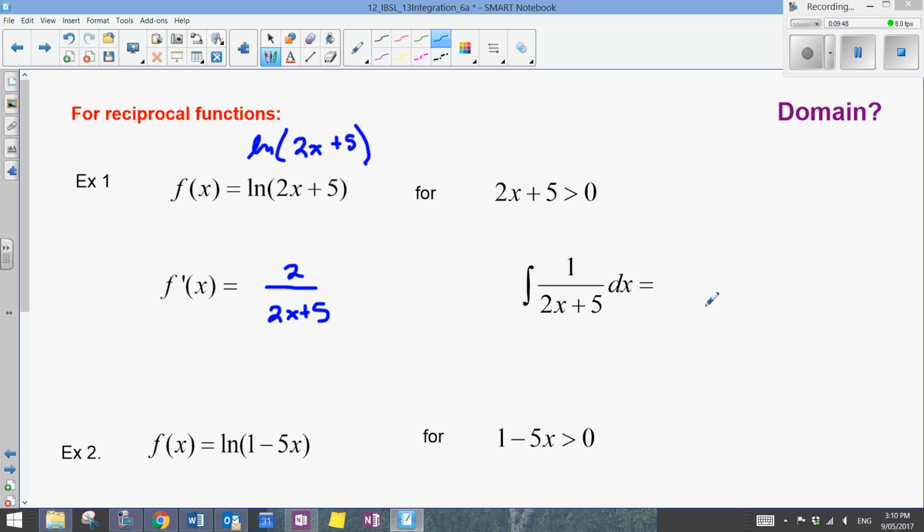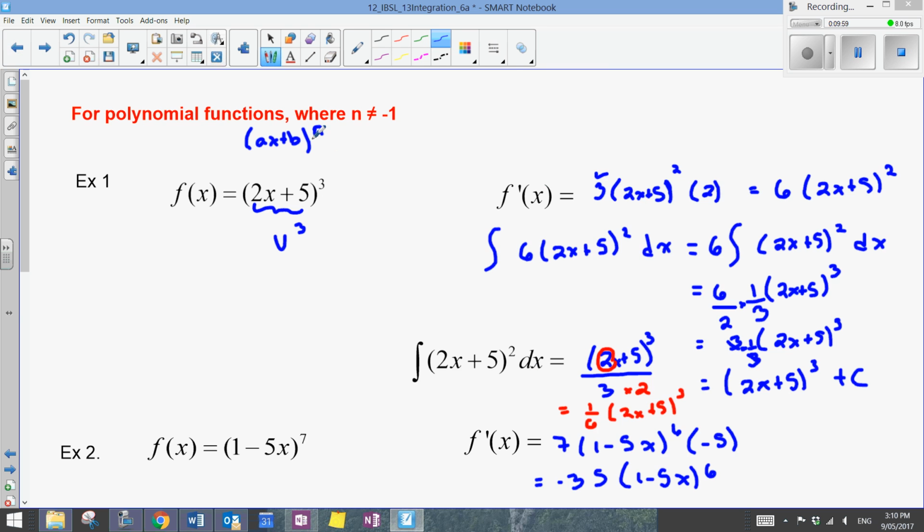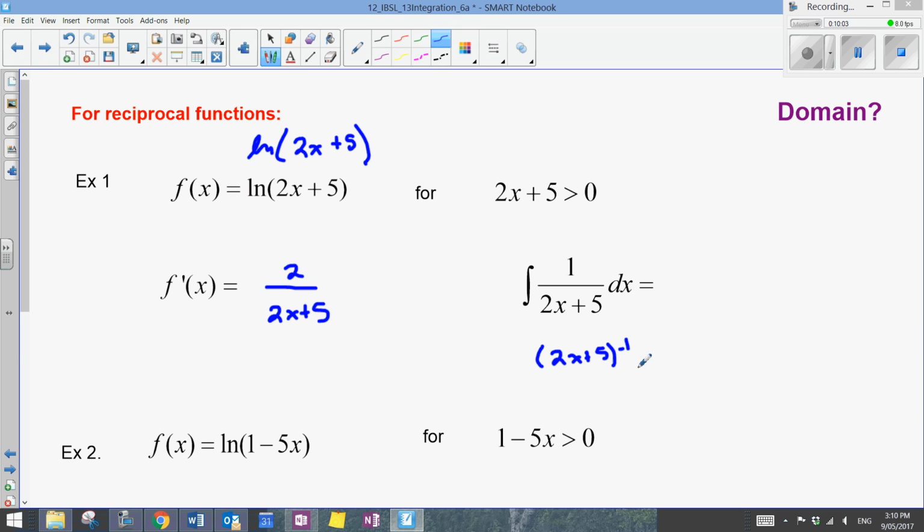So we know that if we have 1 over, we could rewrite this as 2x plus 5 to the negative 1, which is the exact rule that we said didn't work with our rule number 2. Remember, your exponent cannot be -1. That's because when you have -1 as an exponent, it's actually a natural log function. So if you can write it as a function raised to the negative first power, we have a natural log.